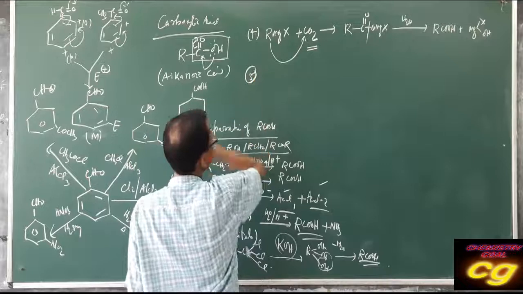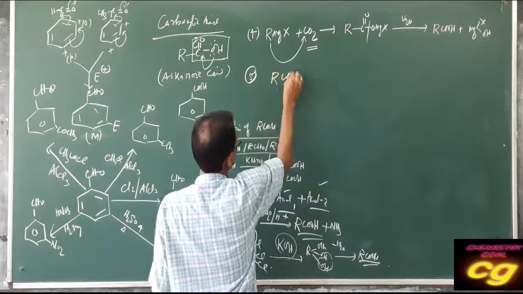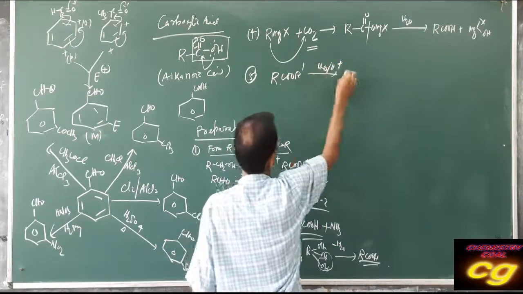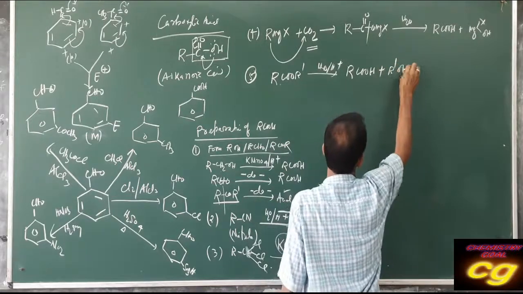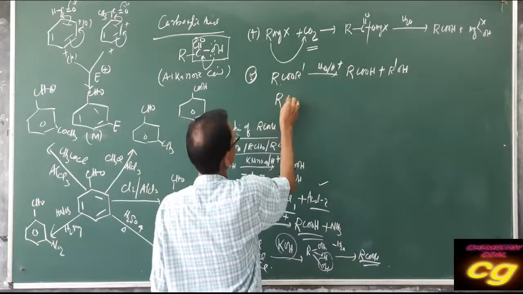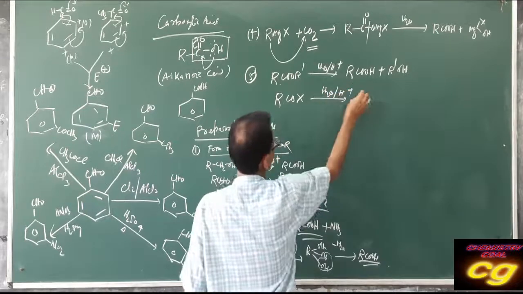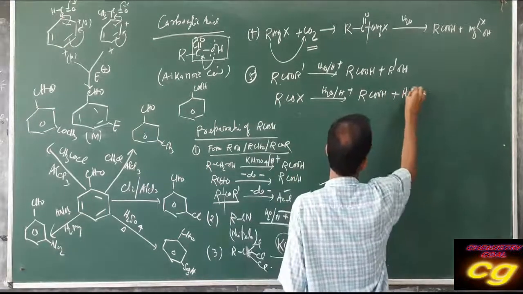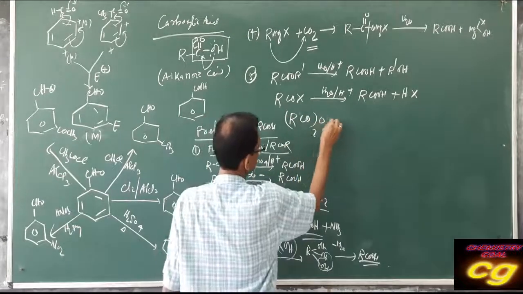Then carboxylic acid can be prepared from hydrolysis of ester or acid derivatives. You take ester, undergo hydrolysis, and it produces acid plus alcohol. This is called hydrolysis of ester. If you take acid halide, hydrolysis produces RCOOH plus HX. If you take acid anhydride, hydrolysis.